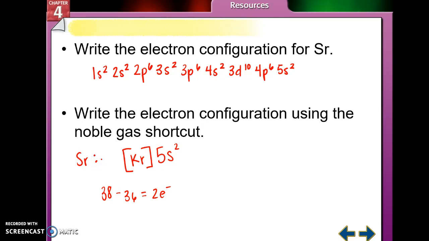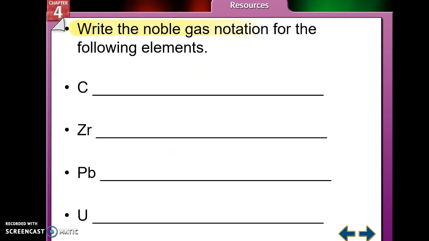What that tells me is I just cut out all of this right here, because krypton, with its 36 electrons, written in brackets, takes care of everything I wrote in the electron configuration. Now we're going to look at these elements that yesterday in the previous video, 6.2, we wrote as electron configurations. Now we're going to write them as noble gas notation.